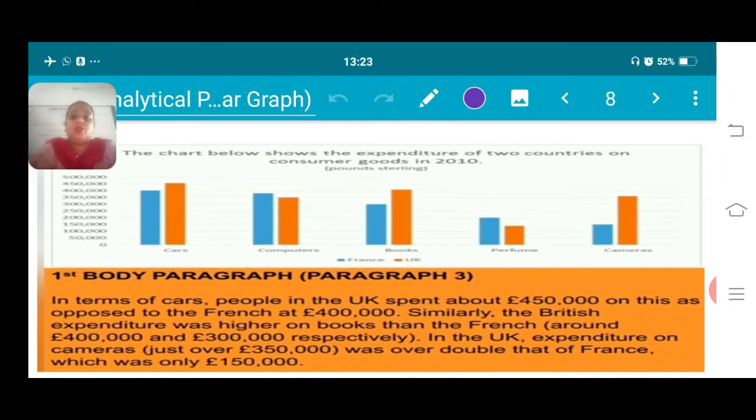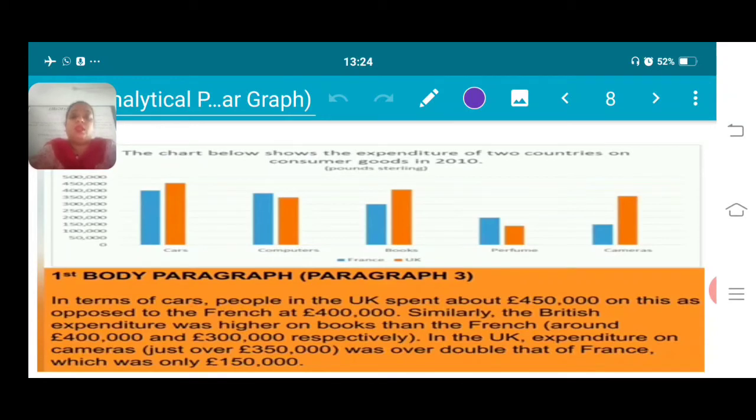Next, here you have to just give the line and give the complete trend, meaning the same trend you have to go with almost, and in the next body paragraph number 2 you have to go with the different trends of the different bar graphs. So body paragraph number 1 would be paragraph number 3 of your analytical paragraph.